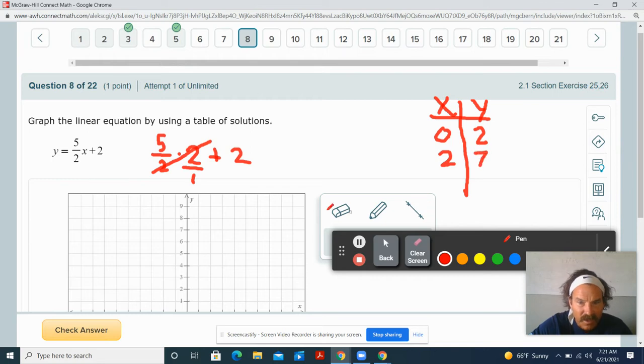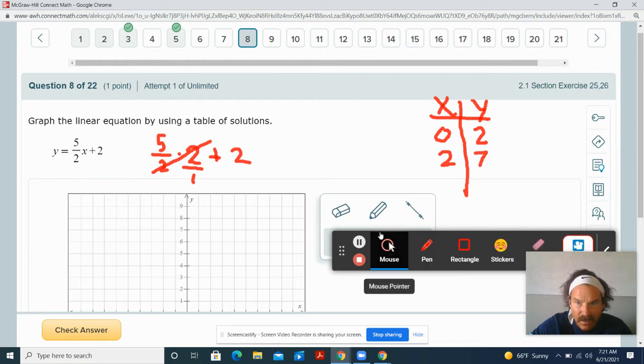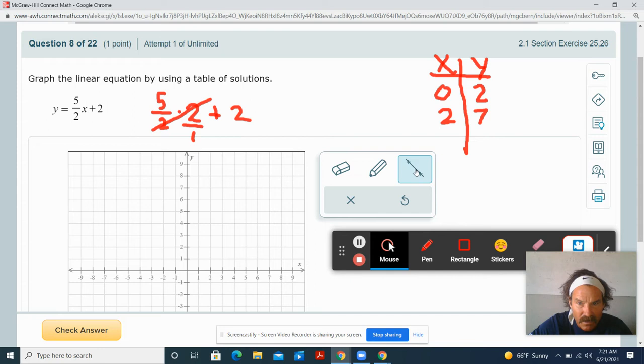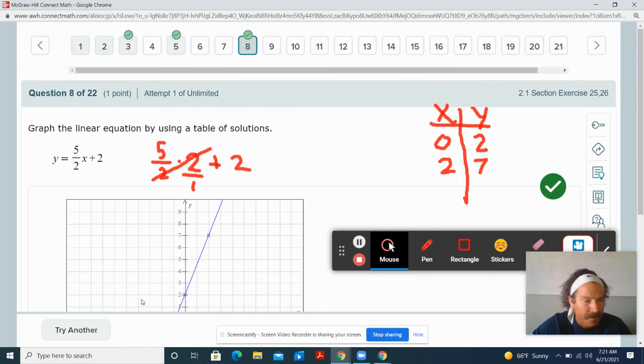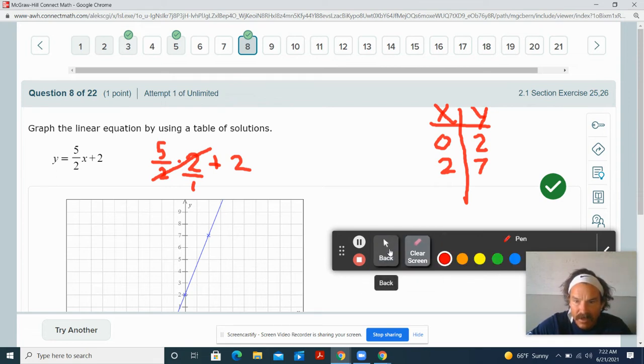So those are my 2 points I'm going to use: 0, 2, and 2, 7. So there's my line tool. So 0, 2, and 2, and then up 7. And check my answer. Okay. Let's see. I'm going to skip to number 10.